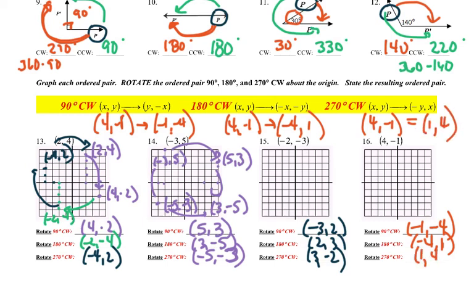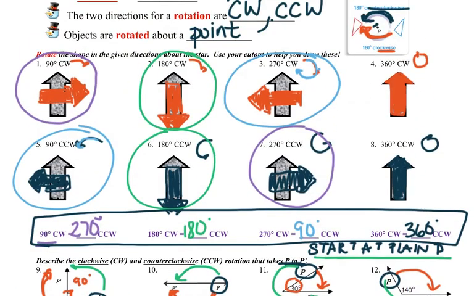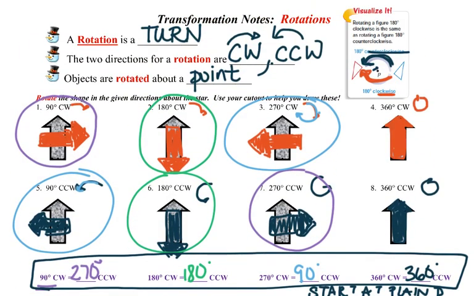And if I were to graph all of these, I would get that circle in each one. Okay? So you don't have to memorize those rules, and that is rotations. Rotations is the toughest one.